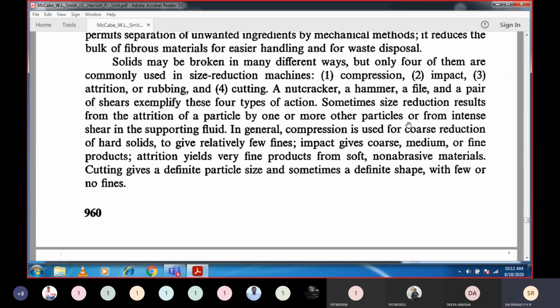Now, impact gives coarse, medium or fine products. Attrition yields very fine products from soft, non-abrasive materials. Cutting gives a definite particle size and sometimes a definite shape, with few or no fines.